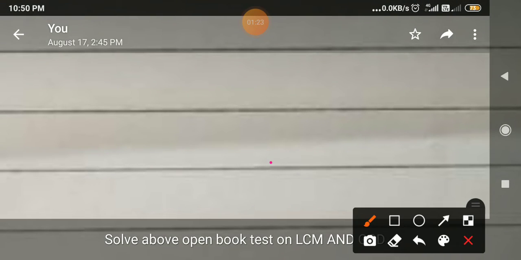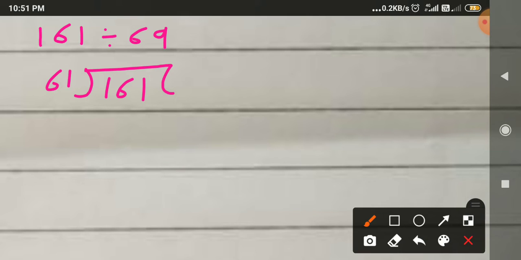Okay, so first of all, I taught you this method. In the question it is given that we have to solve this example by the division method. The question is 161 divided by 69. Then we have to write this 161, and here we have to take 69.